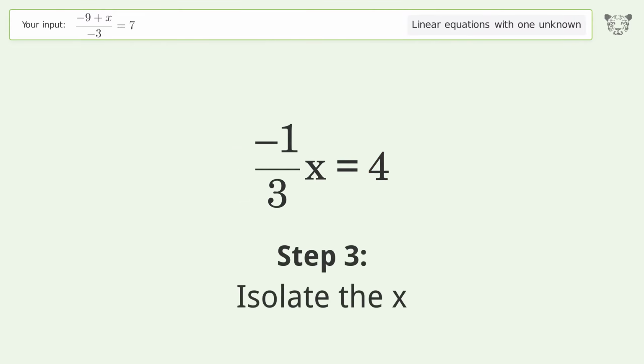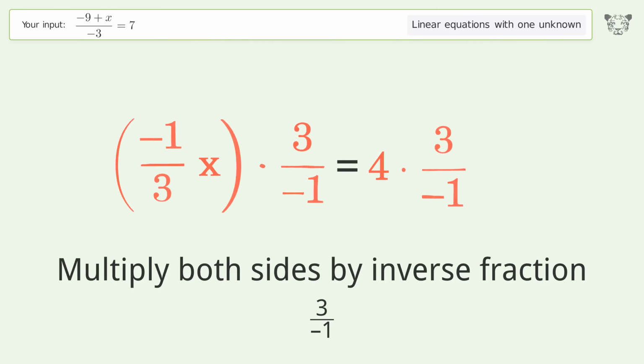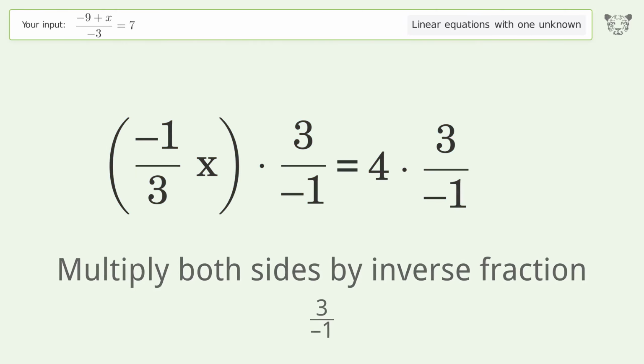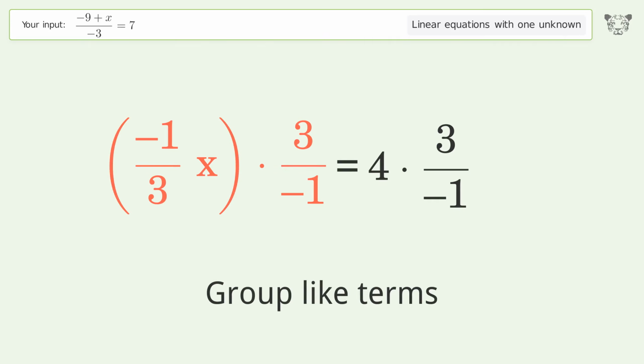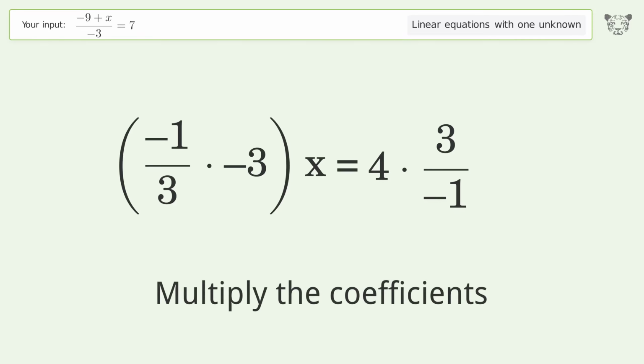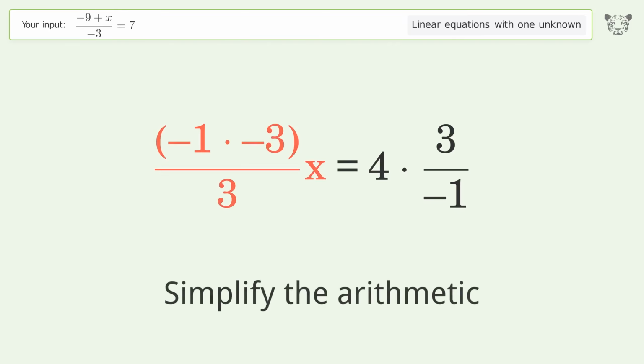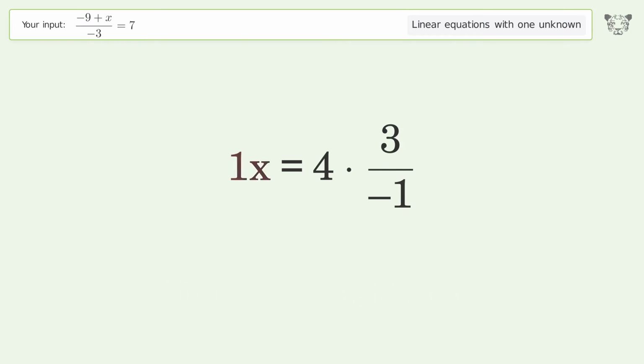Isolate the x. Multiply both sides by inverse fraction 3 over -1. Group like terms. Multiply the coefficients. Simplify the arithmetic. And so the final result is x equals -12.